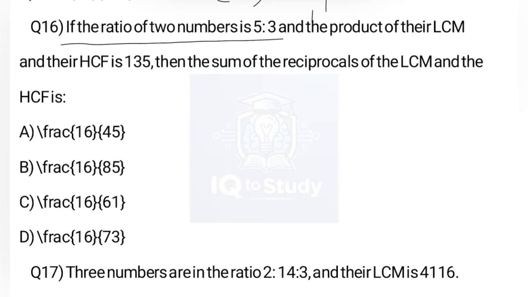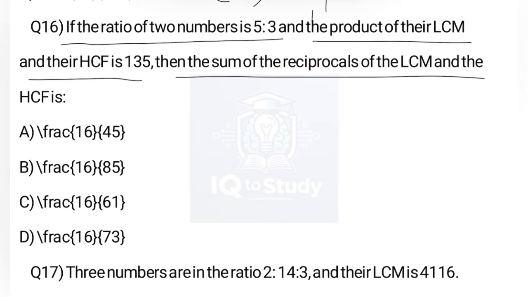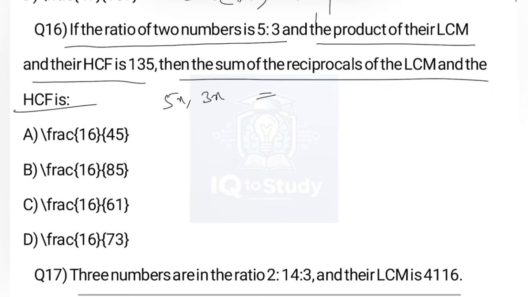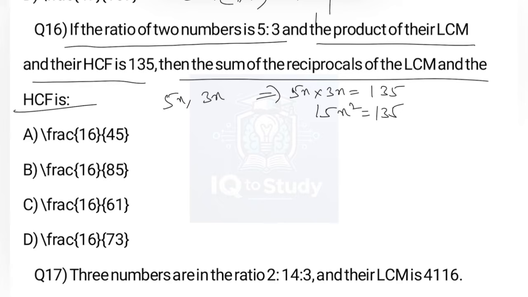If the ratio of two numbers is 5:3 and product of LCM and HCF is 135, then sum of reciprocals of LCM and HCF is. Let the numbers be 5x and 3x, and product of LCM and HCF is 135, which means 5x into 3x is equal to 135. So 15x square is 135, which becomes x is equal to 3.